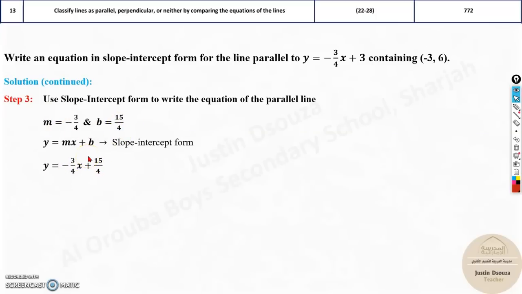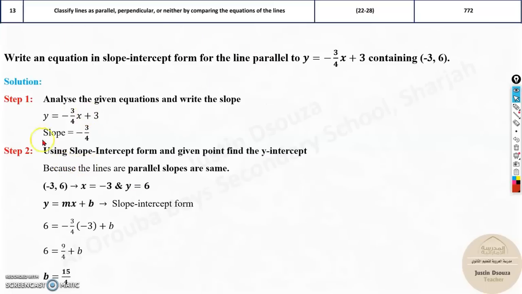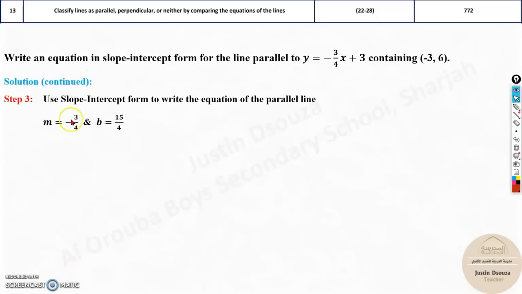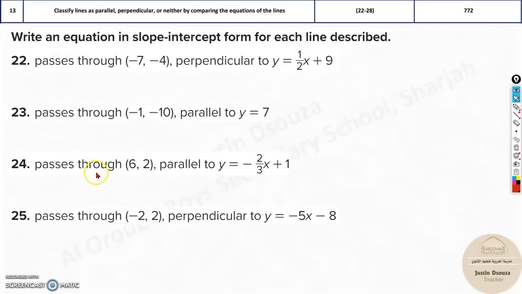That is it. Just like the perpendicular line, but this parallel line is very easy. Why? Because the slopes are the same. So we know the slope, use the slope intercept form and find the b value, then substitute in the slope intercept form. This is the answer. Please do try it by yourself. It will be either perpendicular or parallel.